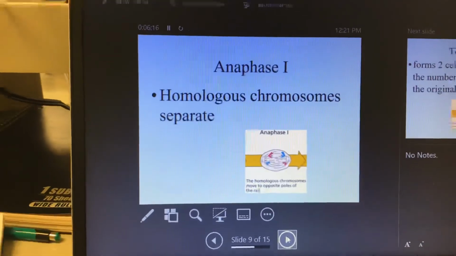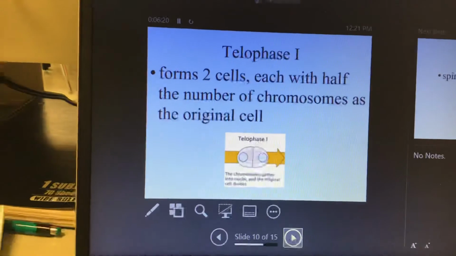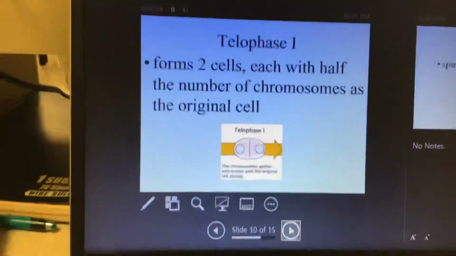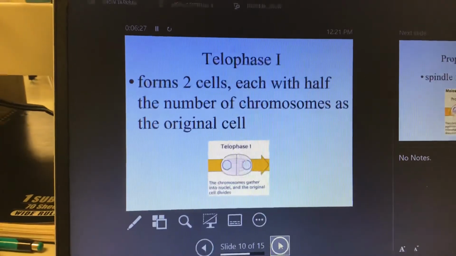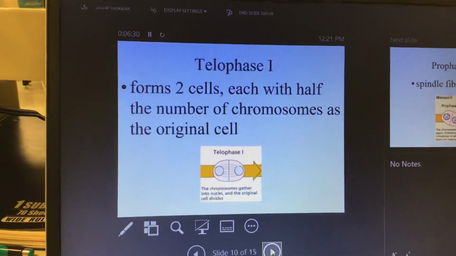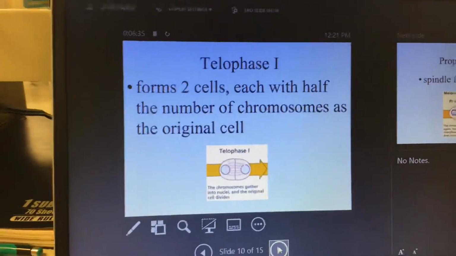Next, you guessed it, telophase 1. Just write down telophase 1. We got those Siamese twin cells going on. Now, this is where it gets a little different.